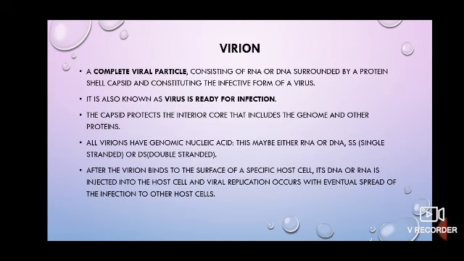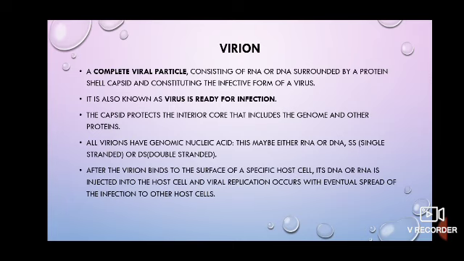Now, the particle that comes out of the bacterial cell is called a virion. A virion is a complete viral particle outside the host. Once it gets inside the host, it is called a virus. A complete viral particle consisting of RNA or DNA surrounded by a protein shell, the capsid, and constituting the infective form of a virus is called a virion. It is also known as a virus and is ready for infection.